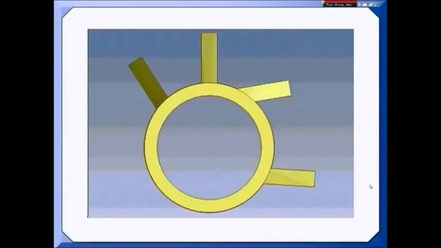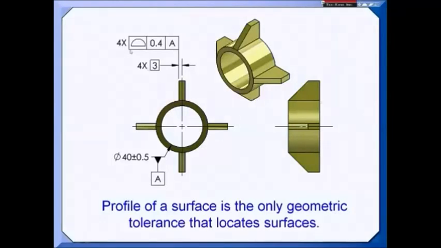I know you're saying, well, that doesn't look anything like the drawing. But it does meet the requirements of the drawing to be parallel to the axis established by datum feature A. There's only one geometric tolerance that locates surfaces, and that's profile of a surface. So the person should have used profile of a surface, 4x, and that would have not only controlled where these fins are on the part, but also their orientation to the datum axis and to each other in this pattern, and their flatness and straightness.